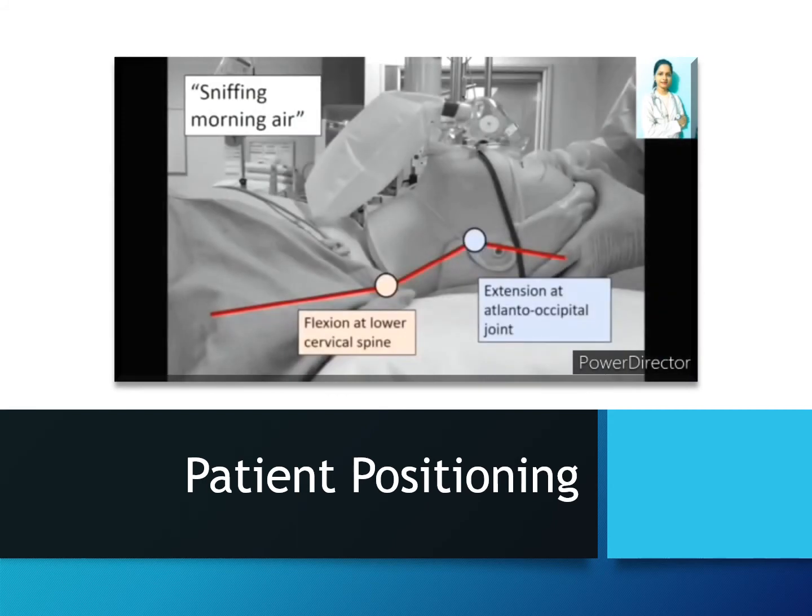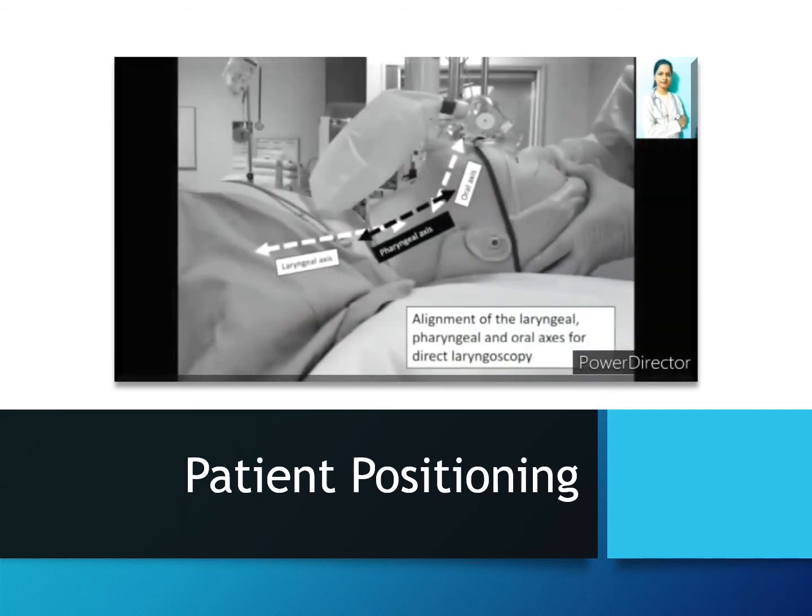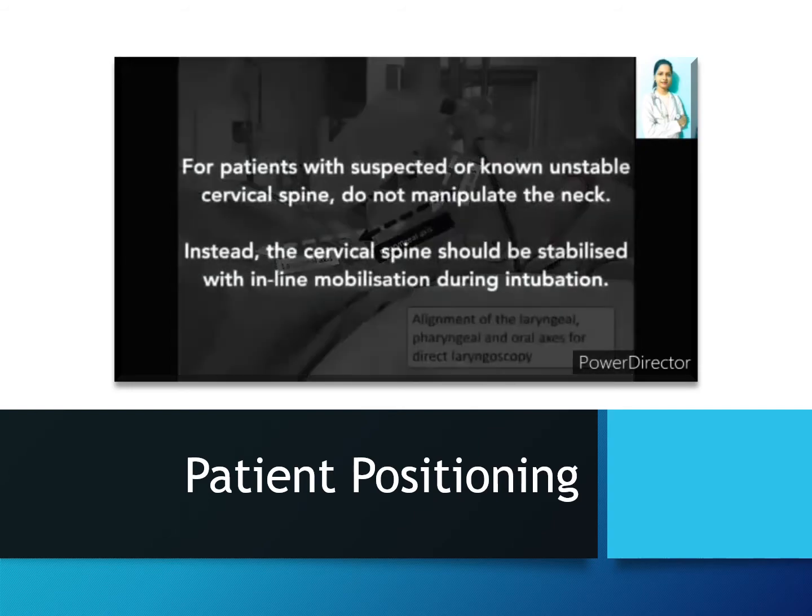And elevate the tragus of the ear in line with the sternal notch to facilitate breathing, with flexion of the lower cervical spine and extension at the atlanto-occipital joint in this position, which is shown in this picture. And then alignment of the laryngeal, pharyngeal and oral axes for direct laryngoscopy, if we are going for direct laryngoscopy without a video laryngoscope.